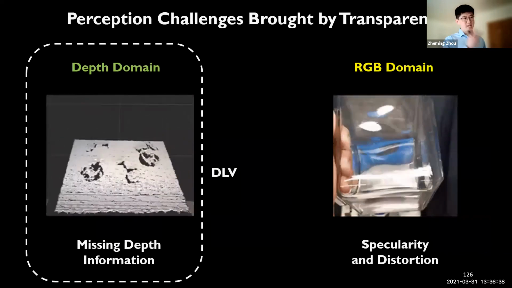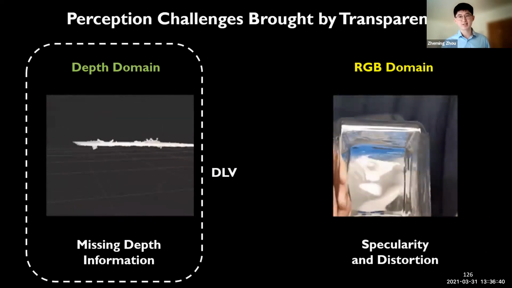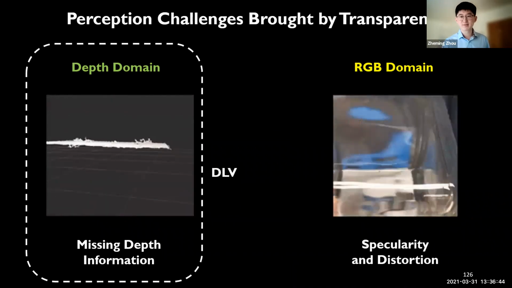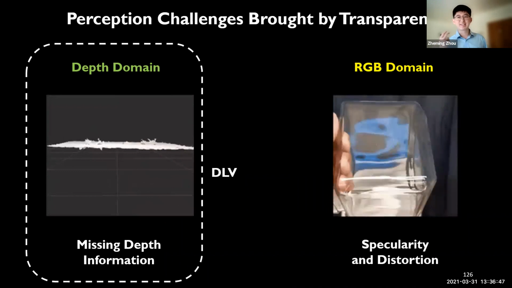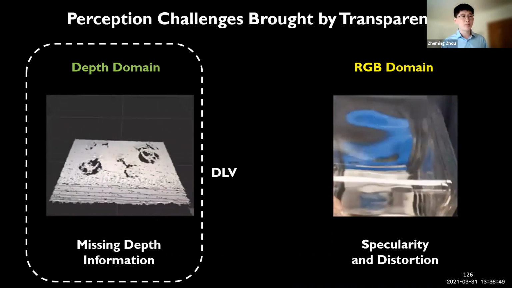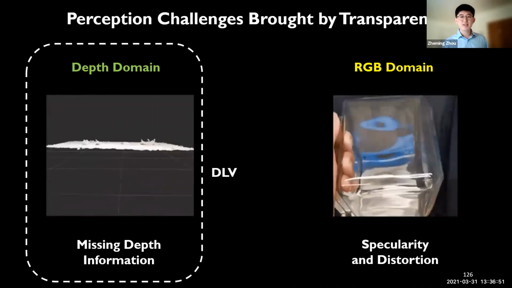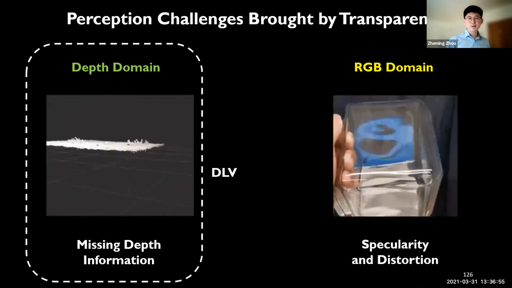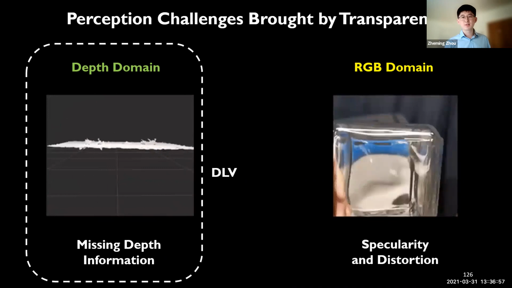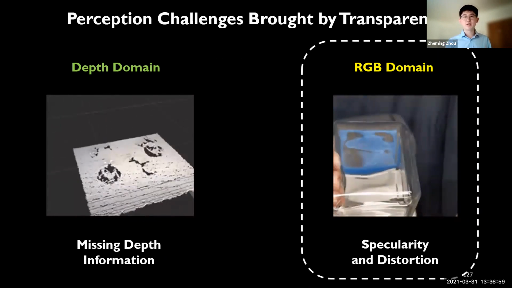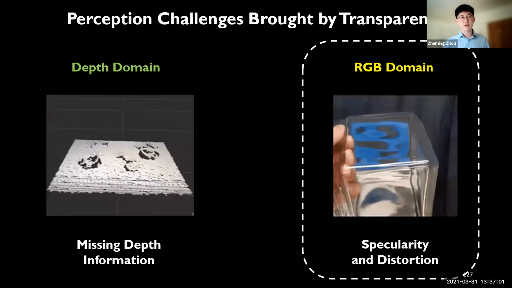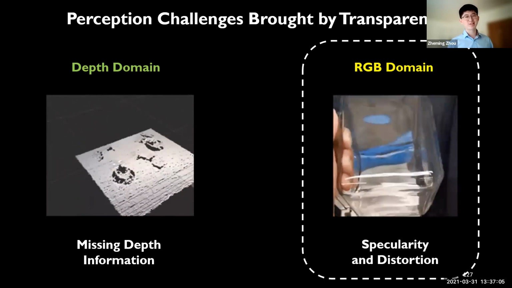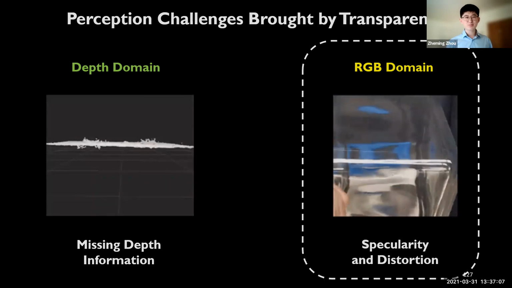So both PMCL and GlassLoc focus on the challenge of perception in the depth domain. But for a more complicated task, for example the robot bartender, the robot needs to recognize and localize where is a beer and where is a wine cup. So in that regard, the specularity and the distortions from the transparency in the RGB domain can be turned into a feature to recognize those objects.